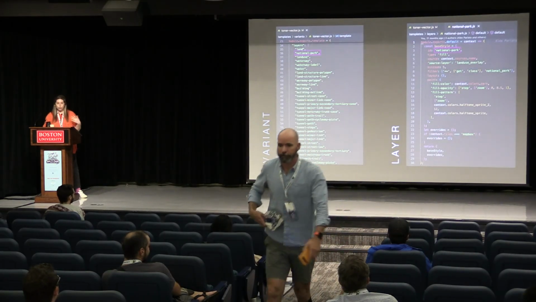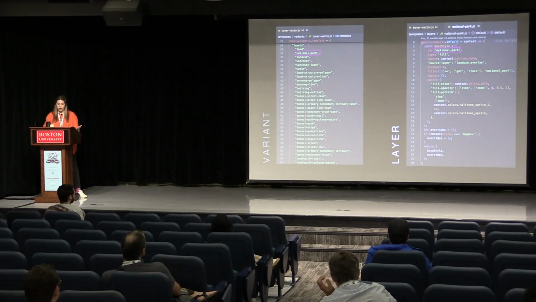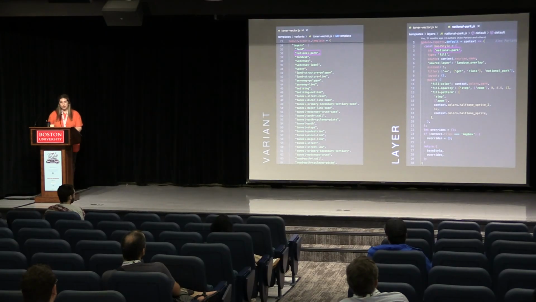And then if I want to go look at something specific, I want to go see the national park layer. I'll go and find that file. That's a layer template for the national parks. And you'll see there that looks pretty similar to what a layer looks like in a style JSON, which is the output of this system.